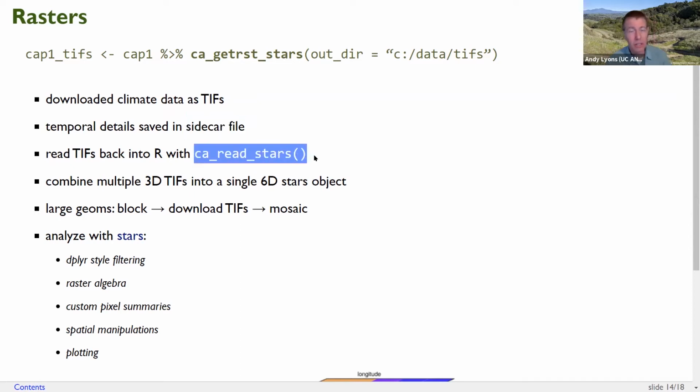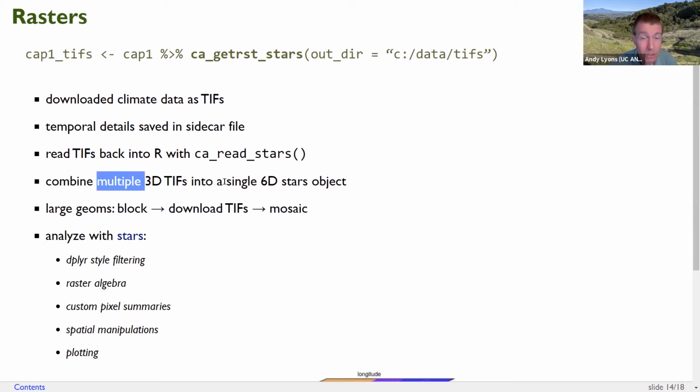And then you can read those TIFFs back into R with a function called read stars, and that brings them into R as stars. Stars are like rasters, but they can be n-dimensional, which is helpful with this kind of data. You might have multiple TIFFs, and if you want, you can combine those into a single 6-dimensional stars object, where those higher dimensions represent your GCM or your scenario or the climate variable. And you might wonder, doesn't that seem overly complicated? But if you know how to use stars, stars is a great package.